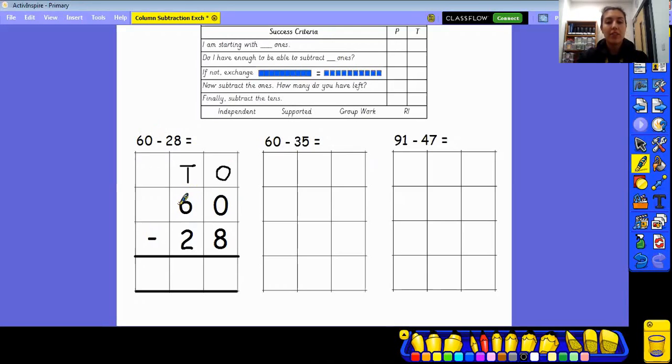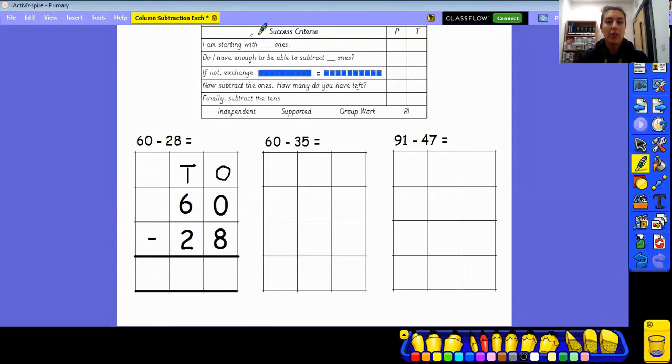And you can see that I've got 6 10s and 0 1s. I am subtracting the second number, so this second number has to go on the bottom. So my 2 10s in 28 go in my 10s column on the bottom, and my 8 1s go underneath my 0 1s in the 1s column. Then I need to do my giant equal sign, and when I have set it up like this, now it is ready to calculate the answer.